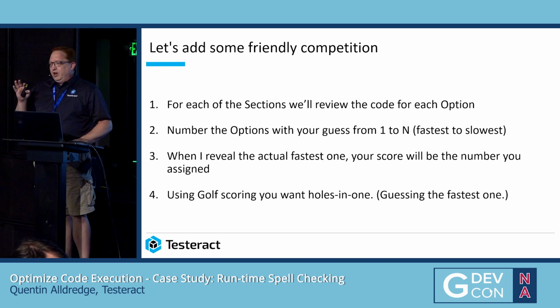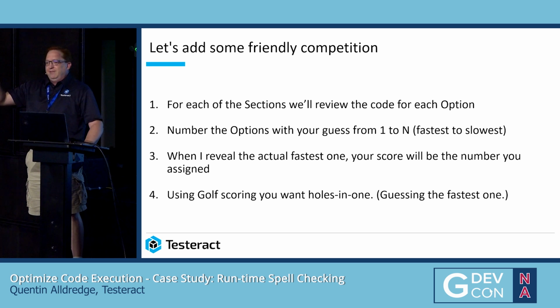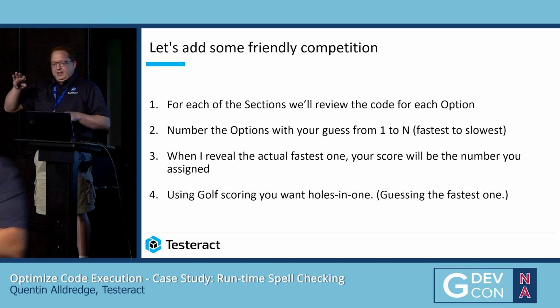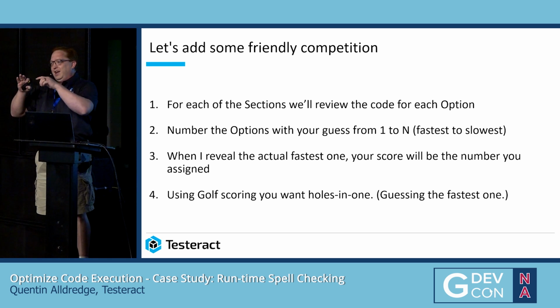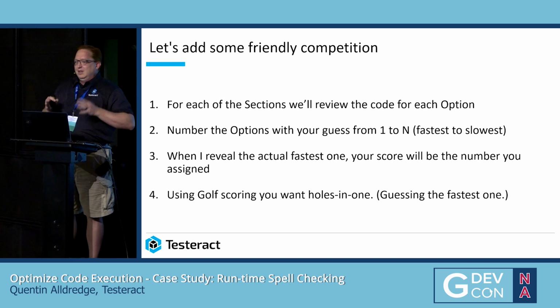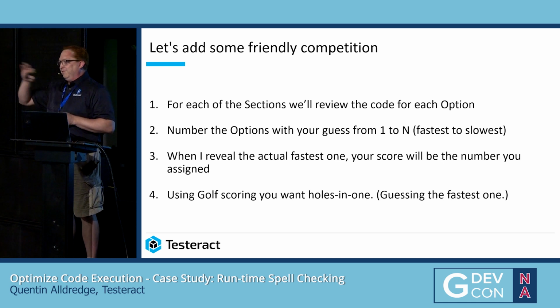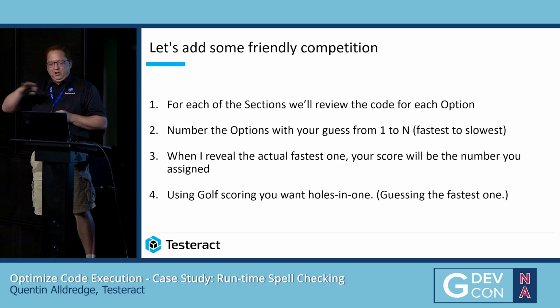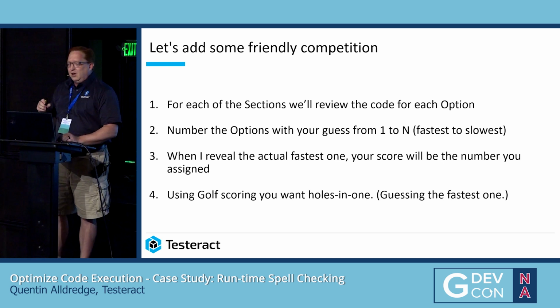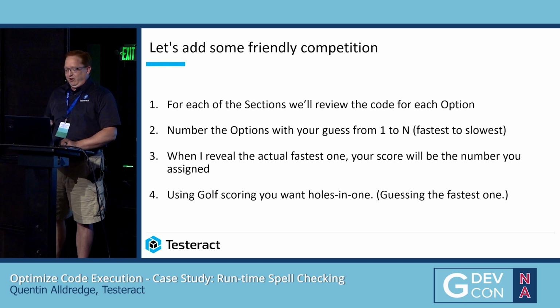And what we're going to do then is you're going to say, okay, let's say I thought the third one was the fastest. And then I reveal the scores, and you find out that the third one ends up being the fourth fastest. Well, then your score is 4. And ultimately, you want to get holes in one. You want to guess all of the first place ones, all right? And so ultimately, by the end, you want to get 1 on each section.